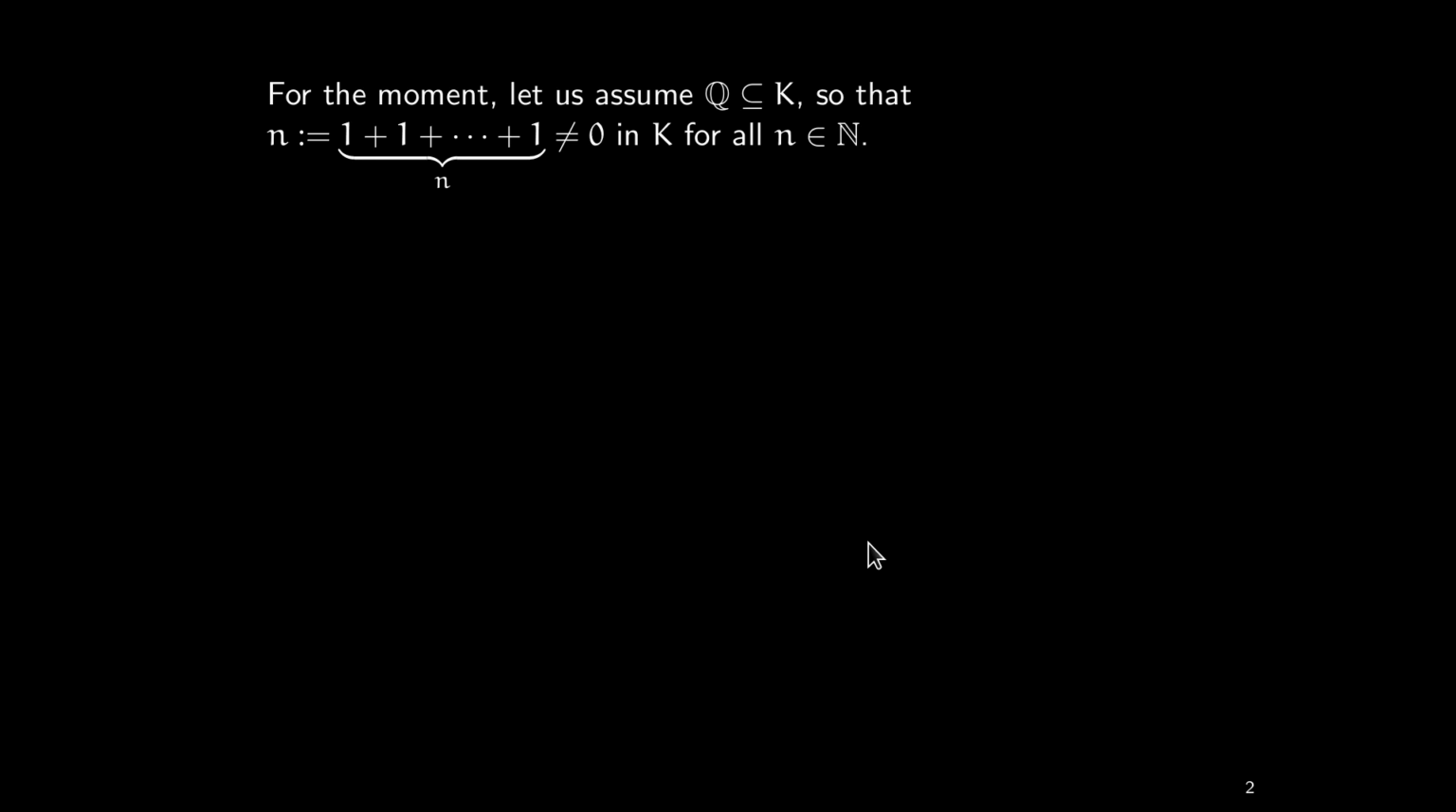There is an issue with characteristic that we'll have to discuss later in this lecture, but to start with the easy case, let's assume that K contains Q, or in other words, that K has characteristic 0, which means that if you take a sum of n copies of the one element, then you will not get 0 in K for all n in N, except of course if you take 0 once, then this is 0. So it should be N without 0.